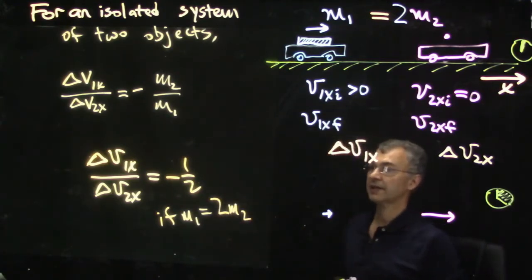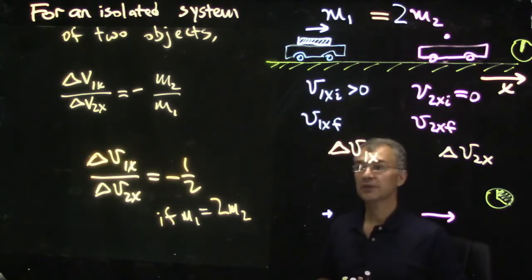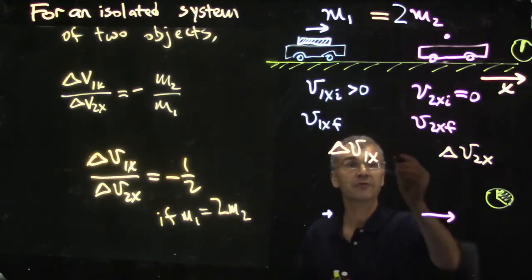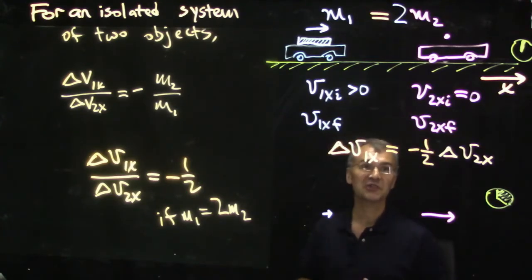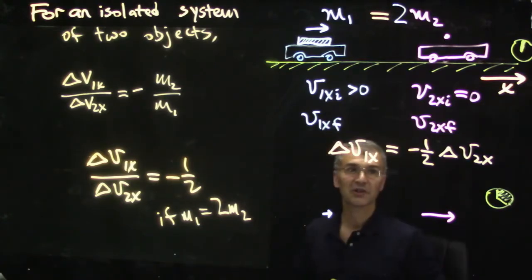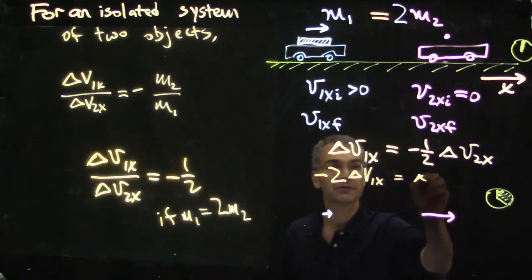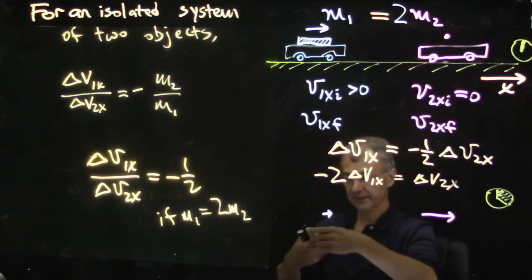Okay, so that's minus 1/2 if m1 equals 2m2. So let's look at delta V1. So delta V1x, therefore, should be minus 1/2 of delta V2x. Or delta V2x is minus 2 times delta V1x. I guess we could also say that minus 2 delta V1x should equal delta V2x.